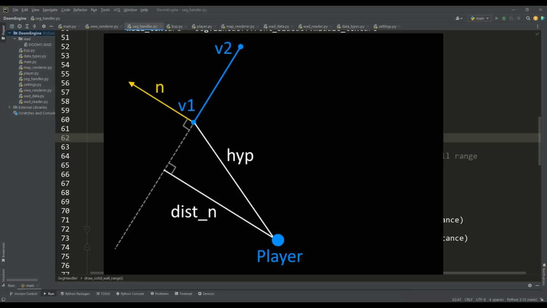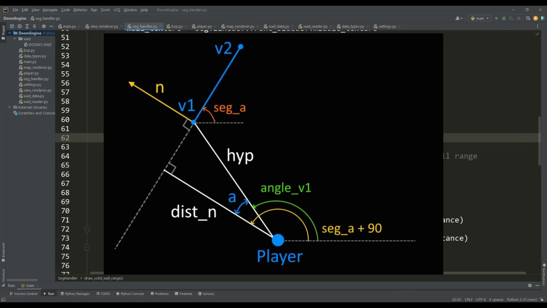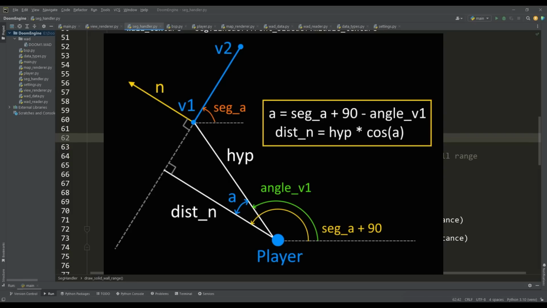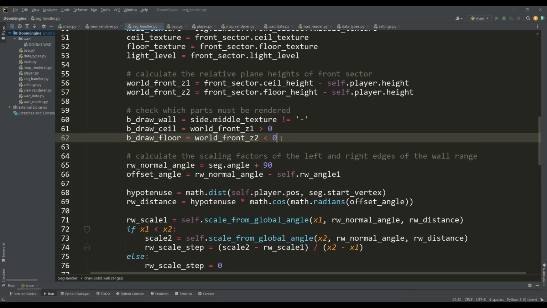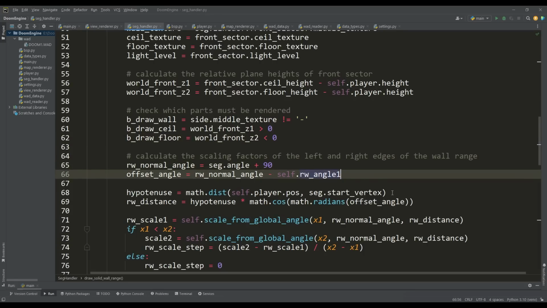A right triangle is formed here, the hypotenuse of which can be calculated knowing the coordinates of 2 points, and the desired distance is found by multiplying the hypotenuse by the cosine of the angle, which is also obvious how to calculate, since we know the segment angle. And the above calculations are given in the following lines of code.